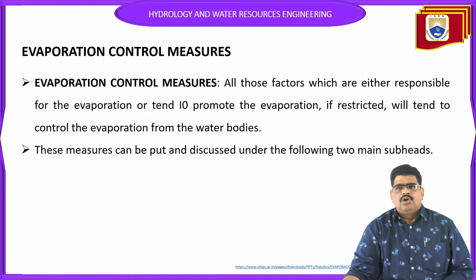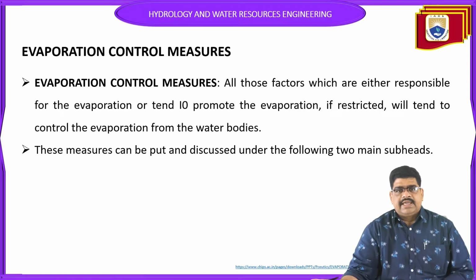Evaporation control measures. How to control the evaporation? Previously, we applied different types of methods for calculating the evaporation, whether by evaporation pans, by analytical methods, or by empirical methods. There are three types of methods you use to find out the evaporation from different sources.